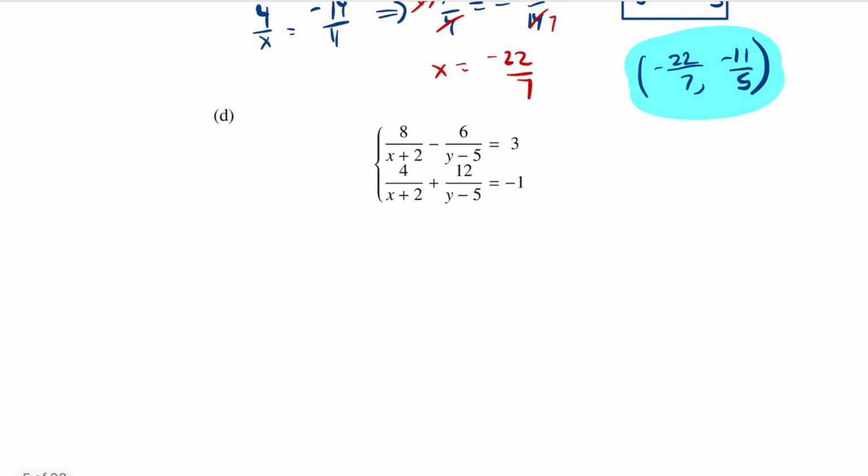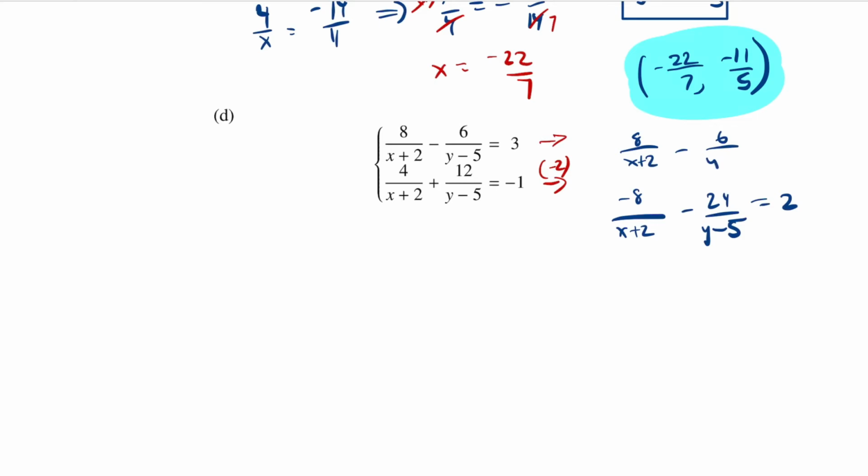This one is pretty identical. We just have to make this negative 8 in order to cancel with that. So I'm going to multiply the bottom one by negative 2. The equation becomes negative 8 over x plus 2 minus 24 over y minus 5 equals positive 2. This one will stay the same. Let's add the equations together in order to eliminate. And now we're going to have negative 30 over y minus 5 equals 5.